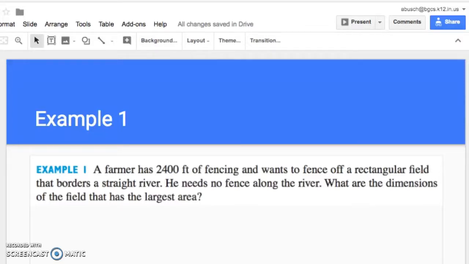Here in example 1, a farmer has this much fencing and wants to fence off a rectangular field that borders a straight river. He needs no fence along the river. What are the dimensions of the field that has the largest area?